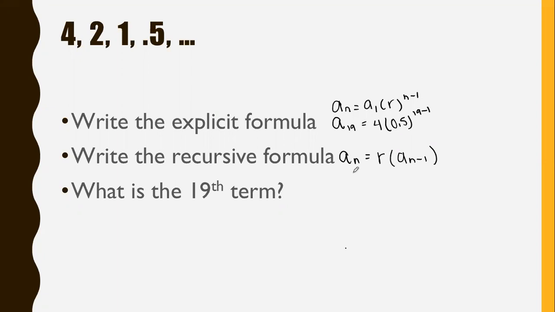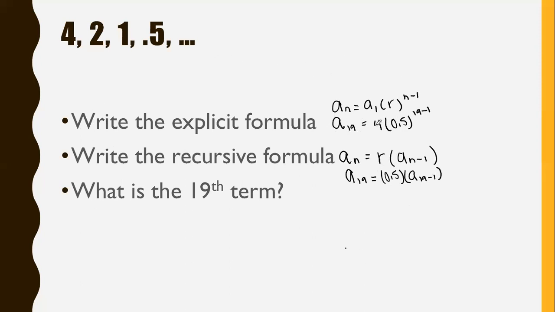Okay. Go ahead and give me the recursive formula. A19 equals 4, or no. R stands for the common ratio, so it's what you're multiplying by. Okay, and then if you're looking for the 19th term, 19 minus 1, which would be 18.